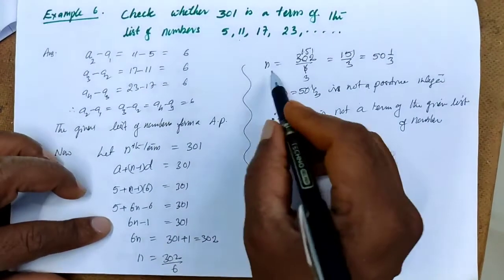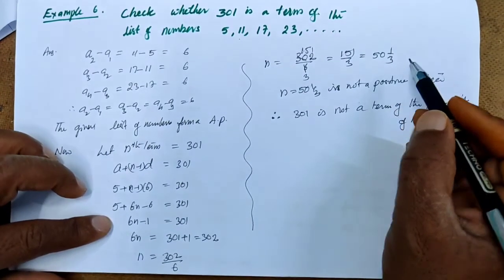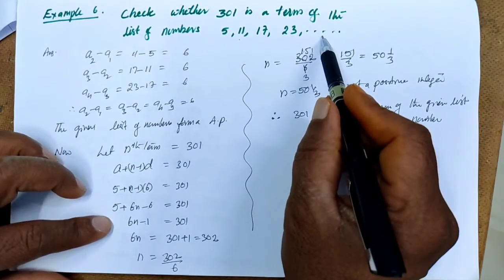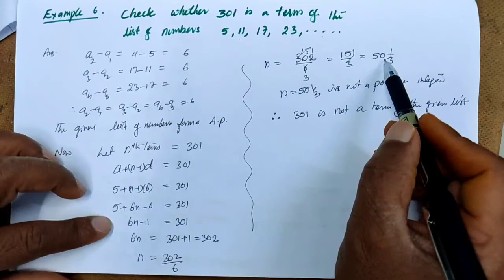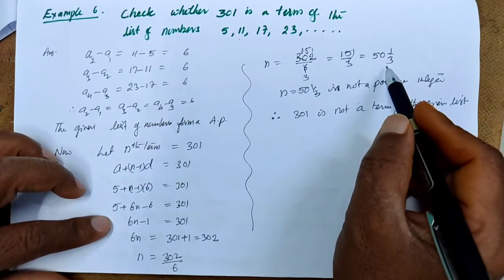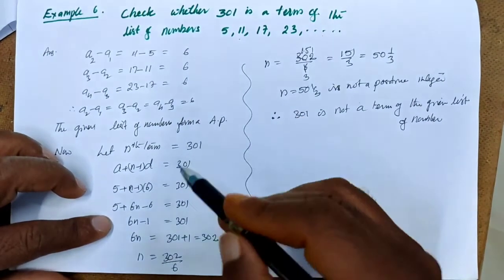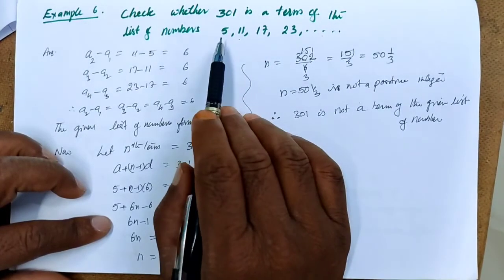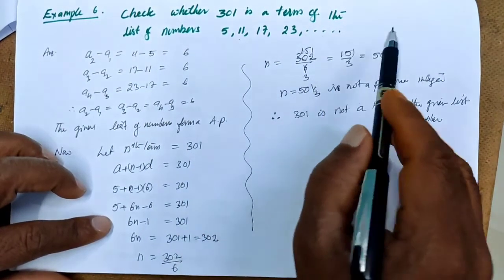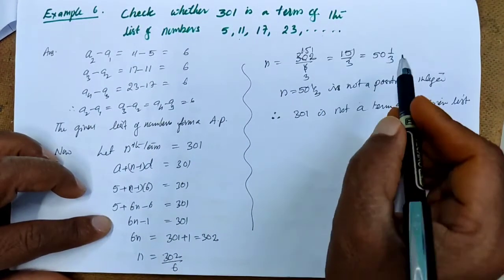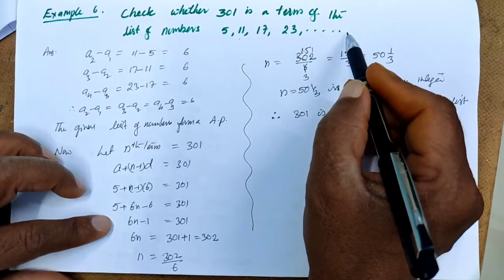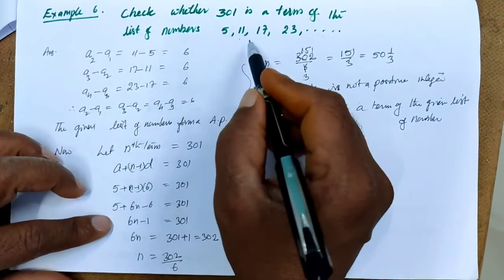Why? If n is a positive integer, then we can say 301 is one of the terms in this series. But n is not a positive integer. It is not an integer. So the n value must be a positive integer, because the number of terms is counted as first term, second term, third term, fourth term, fifth term, like that. But the 50 and 1/3 term will not exist here. Therefore 301 is not a term of this list of numbers.